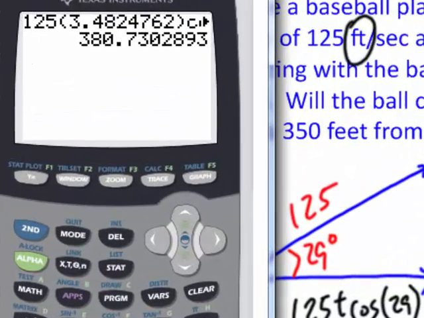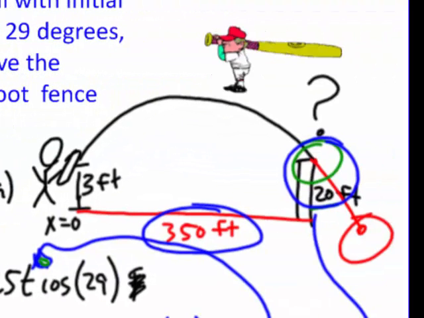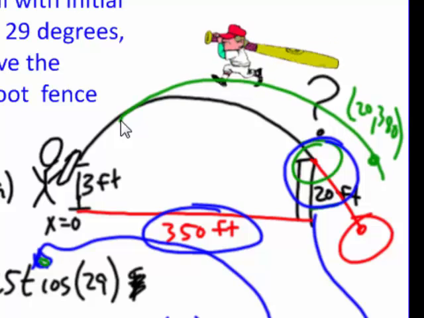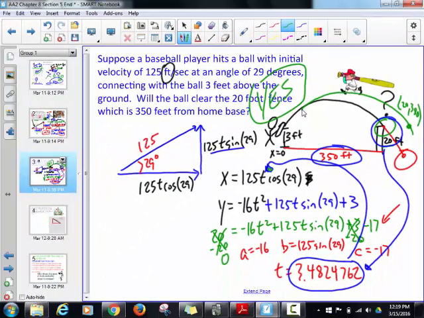So that ball's going to be 20 feet high on its way down at 380 feet. So really this ball is going to get up here and it's going to clear it right here. So this point is really 380. Okay, so it'll definitely clear the fence. So yes, it will.